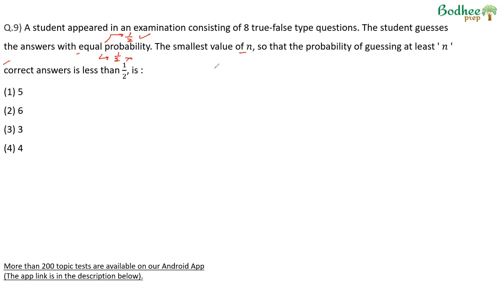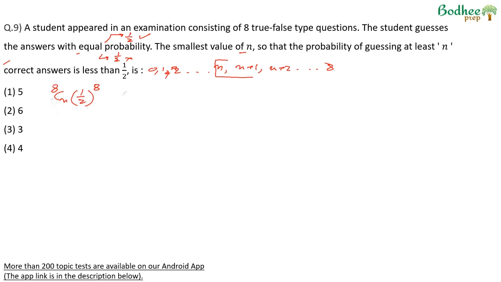At least n correct question means either n or n plus 1 or n plus 2 or n plus 3 up to 8. Number of questions that the student can get correct is 0, 1, 2, 3, and so on till 8. So we have to find out at least n correct. Now, probability of getting exactly n questions correct would be 8cn binomial event into 1 by 2 raised to power 8, because the probability of success and failure is same.